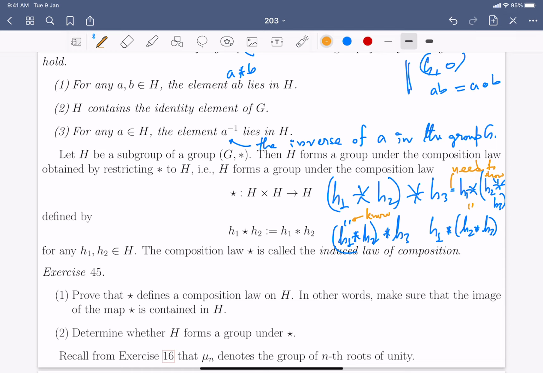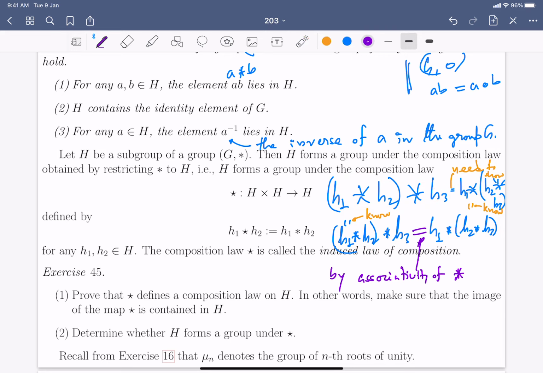This is what we know, and we also have this by associativity of the composition law of G, right? So we have this equality, and we know that these two quantities are the same, right? So since these two are the same, these two have to be the same. So this equality follows, okay?